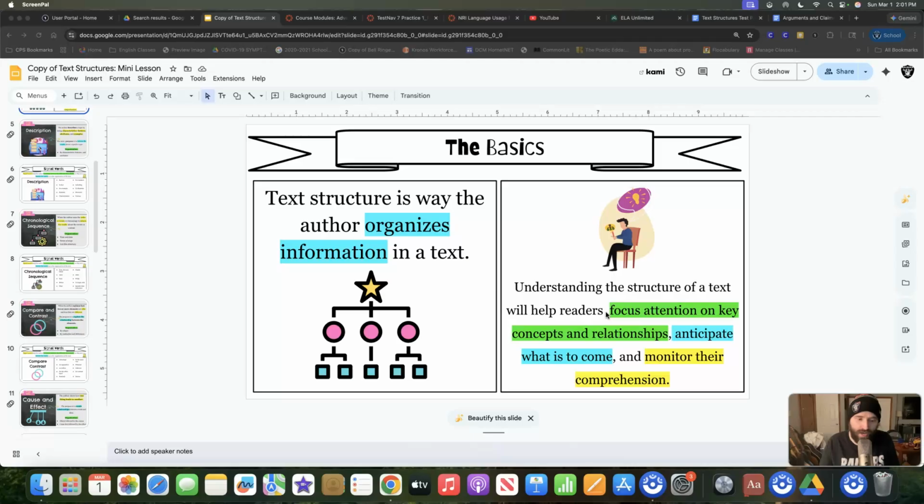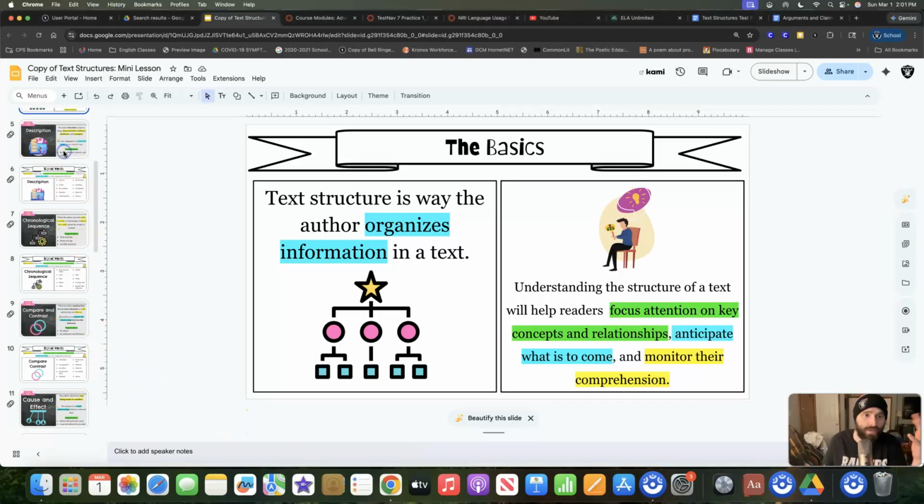Or if it's compare and contrast, and I start talking about Frankenstein, which is the name of the doctor who created the monster, and I'm comparing Frankenstein to Dracula, you know that there are going to be similarities and differences as I'm going through. Okay? And that's how you can monitor your comprehension, because as you're going through it, you should be asking yourself, what am I comparing something to? Or what am I describing? Or what's the effect that's coming? So on and so forth.